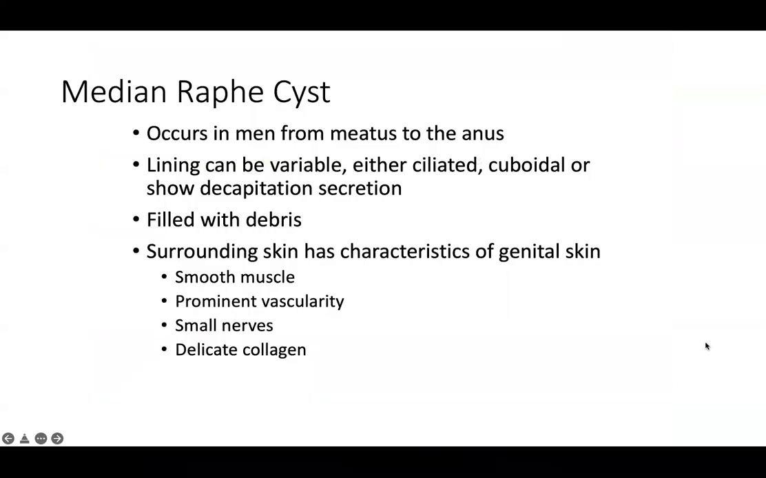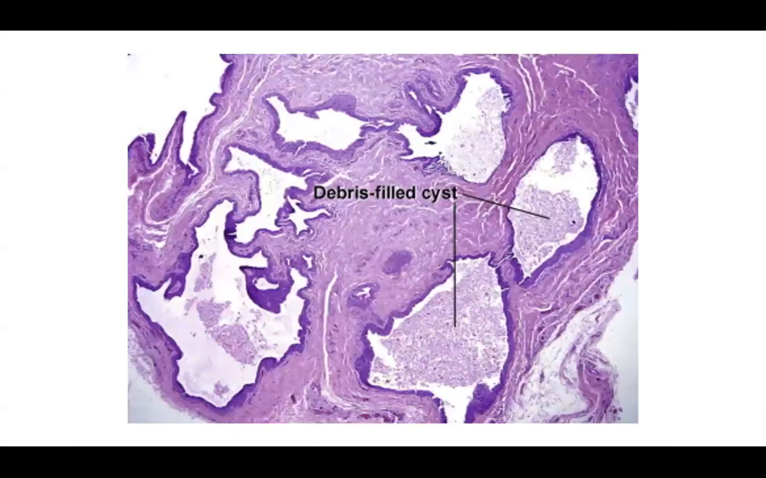determination. A median raphe cyst occurs in men from the meatus to the anus. Its lining can be variable, either ciliated, cuboidal, or show decapitation secretion. It's often filled with debris, and surrounding skin has characteristics of genital skin. So smooth muscle, prominent vascularity, small nerves, delicate collagen, etc. So here you see the debris-filled cyst, and there's often smooth muscle throughout these areas in between.